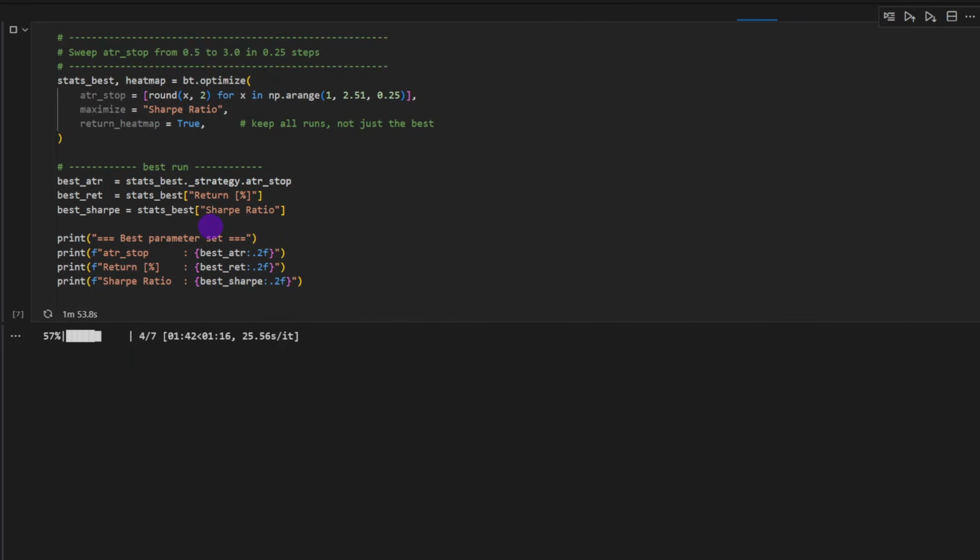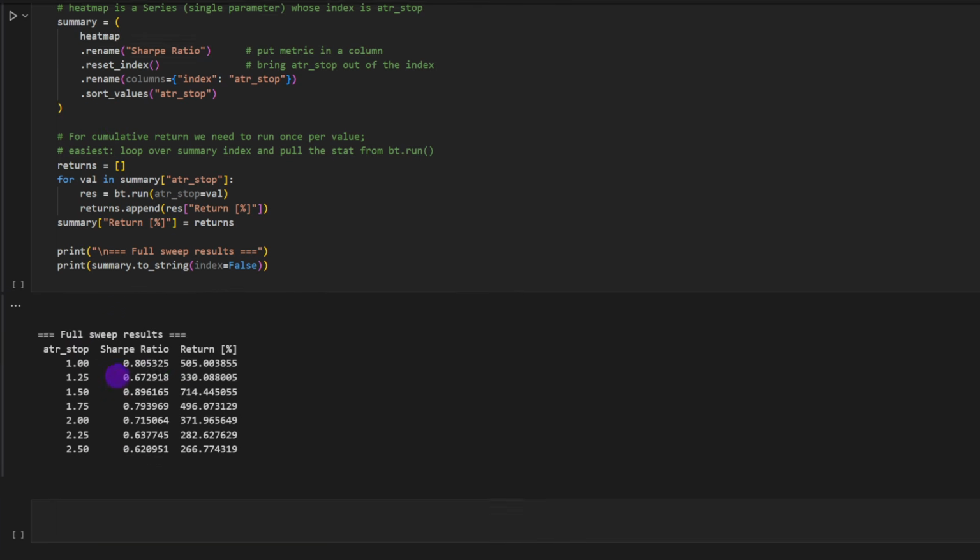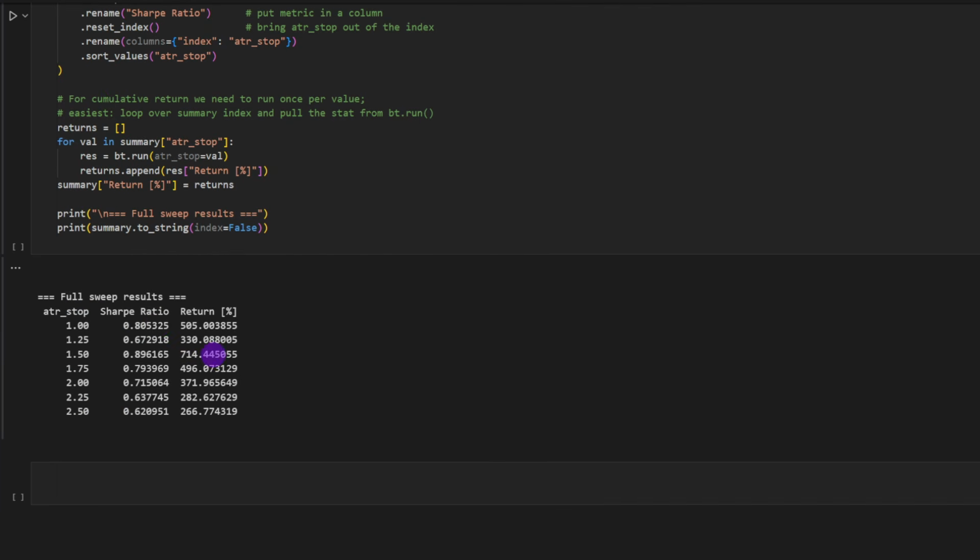So this is going to find the best ATR coefficient, but also I wanted to print all the returns and the Sharpe ratio for different ATR stops values. So for 1, 1.25, 1.5, and so on, we can see that the returns are always positive and they are always a good high number. So 500%, 330%. 1.5 is providing the maximum. This is a reasonable value for coefficient, 714%, and so on.